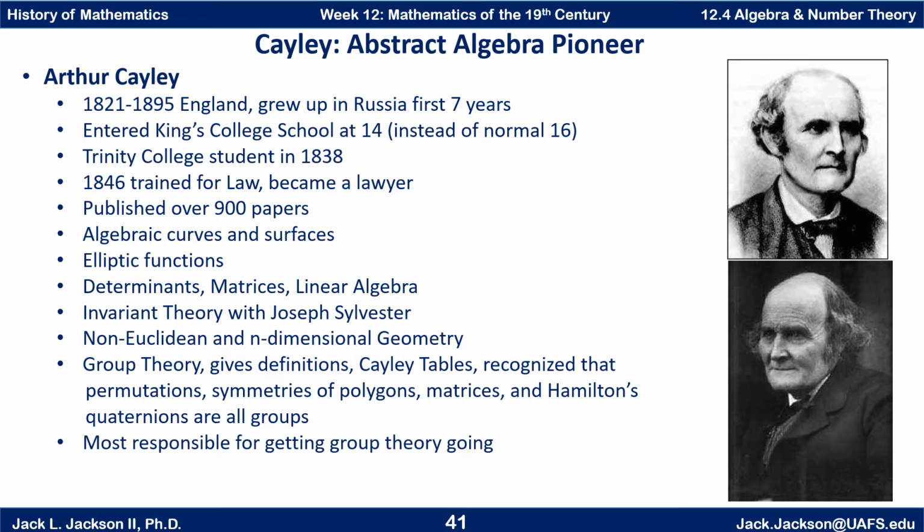They're called Cayley tables. He was the first one to really write out tables like that, just showing all the operations. He recognized that permutations, symmetries of polygons, matrices, Hamilton's quaternions that we're going to talk about in the next slide, all had these characteristics in common that he called a group. And he's probably most responsible for getting group theory and abstract algebra in general going.